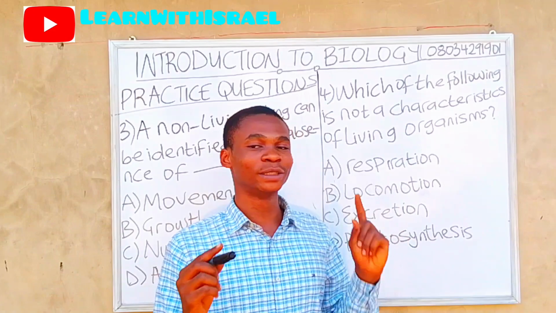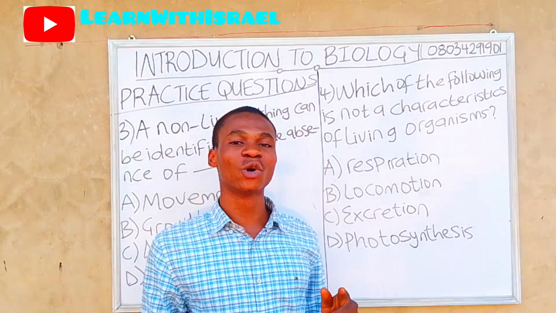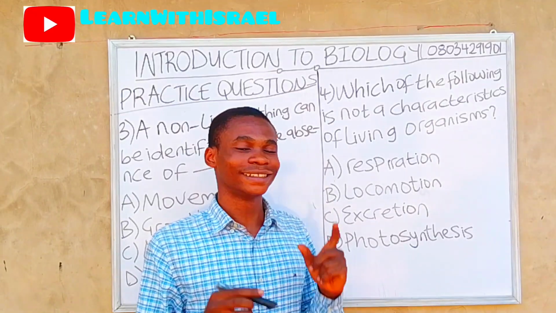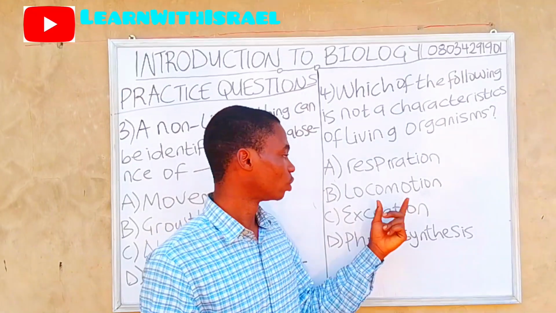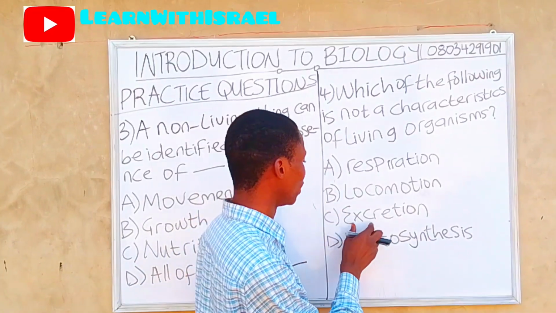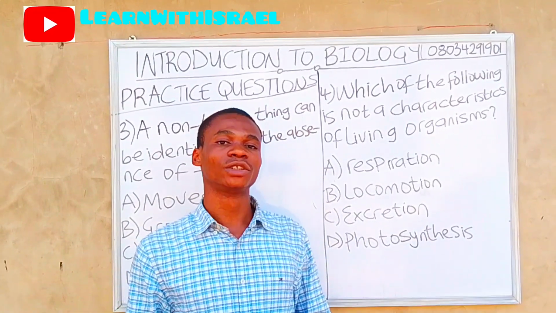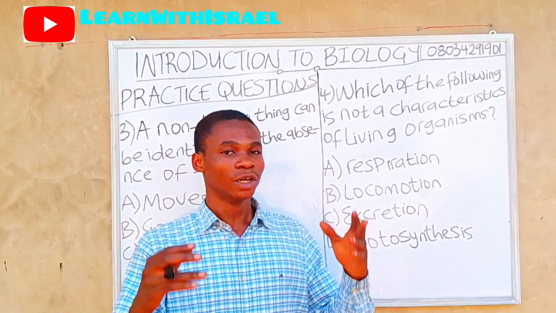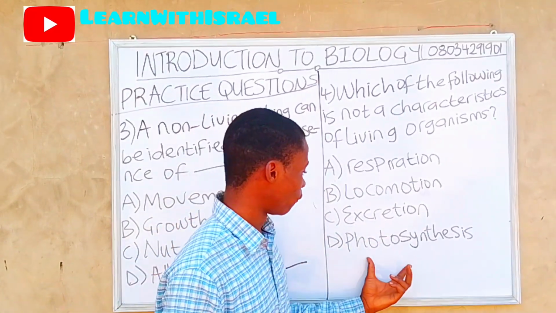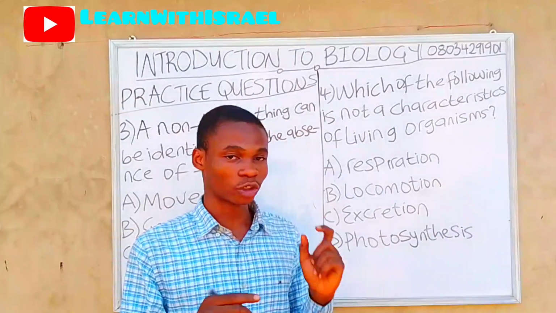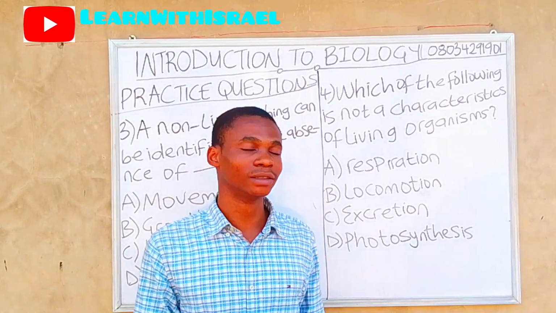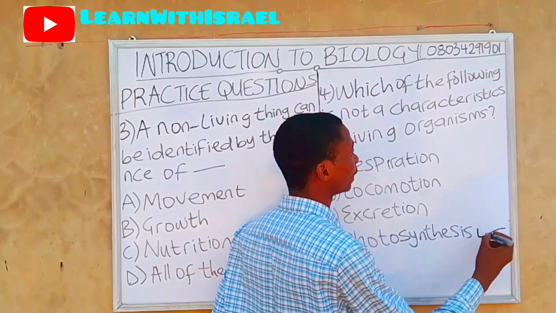This locomotion will be there to confuse you, but I want you to know that locomotion is another name for movement. So locomotion is also a characteristic of living organisms. For excretion, yes. Excretion is also a characteristic of living organisms. We've already discussed that earlier, for those that are following. And for photosynthesis, no. Photosynthesis is not a characteristic of all living organisms. So photosynthesis is the correct answer.